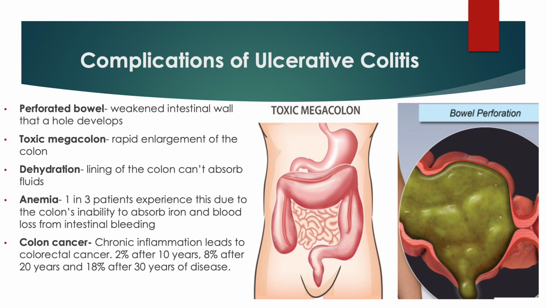We also have a toxic megacolon, and it is a rapid enlargement of the colon, and it is from severe inflammation. As you can see in the picture on the left, the colon is so enlarged from the inflammation. Another complication is dehydration, and it is because the lining of the colon can't absorb fluids. The extra water exits the body in watery bowel movements. We also have anemia. 1 in 3 patients experience this due to the colon's inability to absorb iron and the blood loss from the intestinal bleeding.